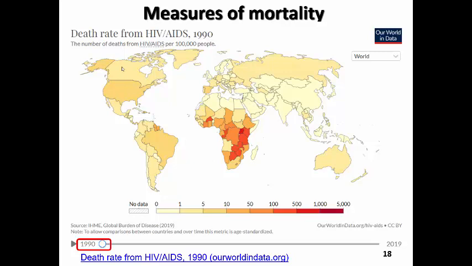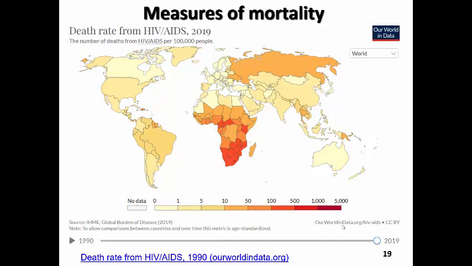If we focus on North America, here we see the mortality rate in the United States was greater than in Canada, and when we jump to 2019, although the mortality rate is still higher in the US than it is in Canada, both countries saw a reduction in mortality rate out to 2019.